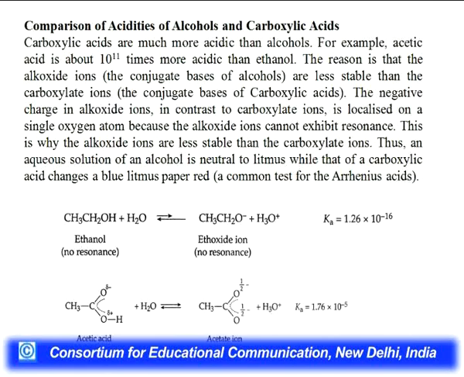Thus an aqueous solution of an alcohol is neutral to litmus paper, whereas that of a carboxylic acid changes blue litmus paper red. We also see this test in our laboratories. So, you can see the ethoxide ion derived from ethanol, which is the conjugate base of ethanol, and the acetate ion from acetic acid.